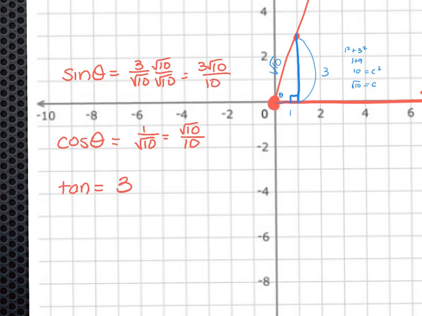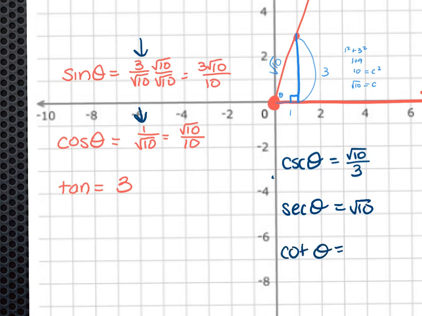And then the reciprocal functions. So I'm going to flip the sine before I rationalize it. Root 10 over 3. Flip the cosine before I rationalize it. Root 10. And then the cotangent would be 1/3.